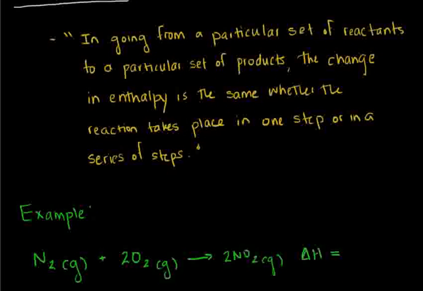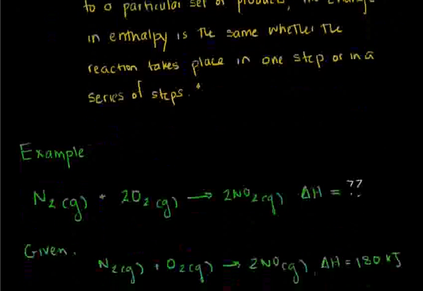So here is a reaction. We've got nitrogen gas, 1 mole of nitrogen gas plus 2 moles of oxygen gas yields 2 moles of nitrogen dioxide. And we're tasked with finding the enthalpy change of this reaction. Now, without a really expensive lab and these chemicals to actually do the reaction, we're not going to be able to figure this out. We're going to need to be given some additional information.